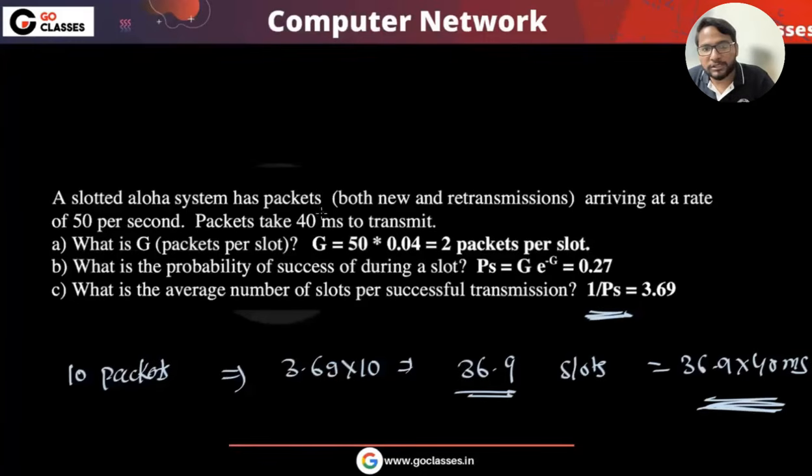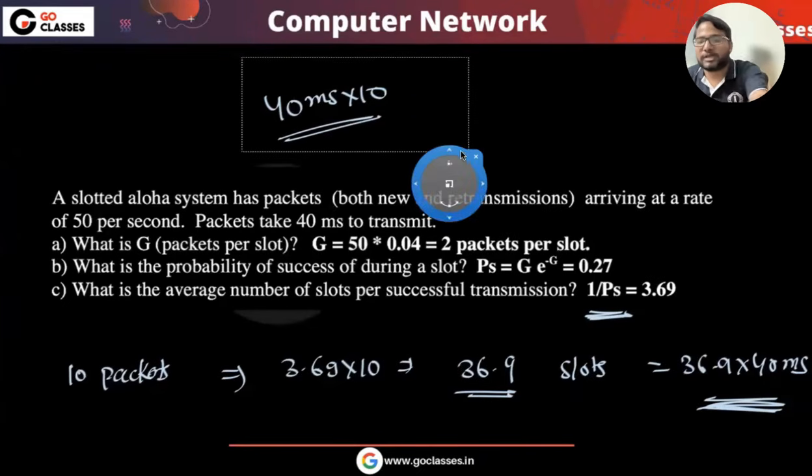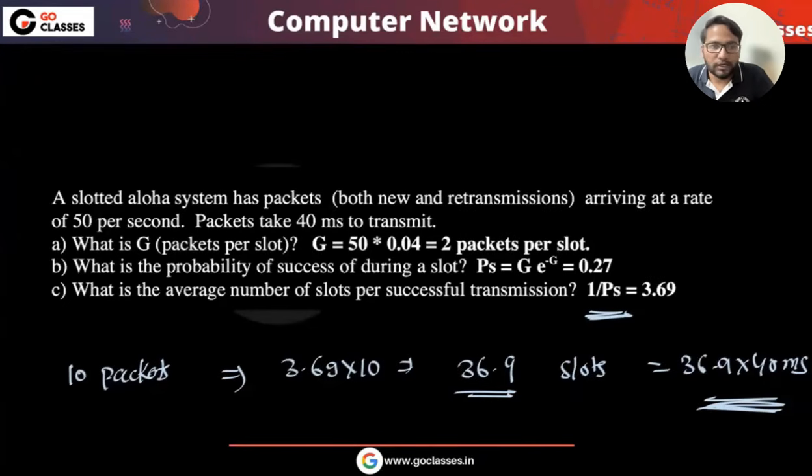What is the transmission delay? 40 milliseconds. In the idealistic case, it could be just 40 milliseconds into 10 for the 10 packets. But here it is not like this. Here you need to multiply by 3.69, because just to send one packet you are taking 3.69 total slots on average. Anyway, these things we have seen.